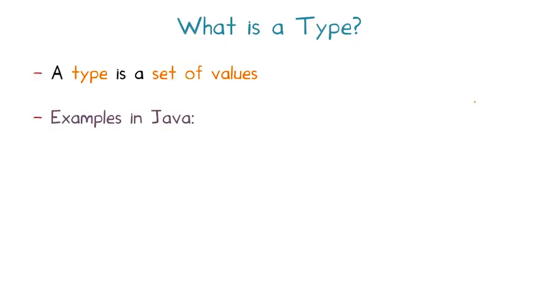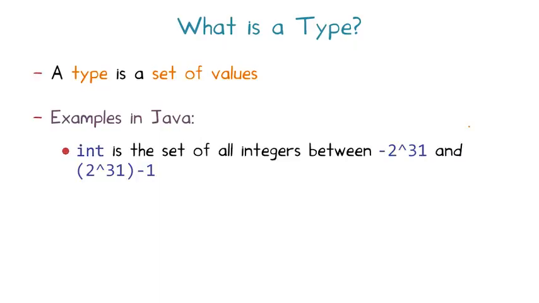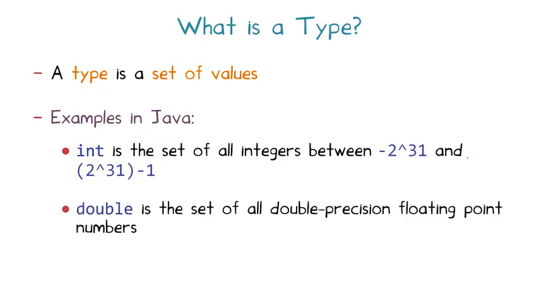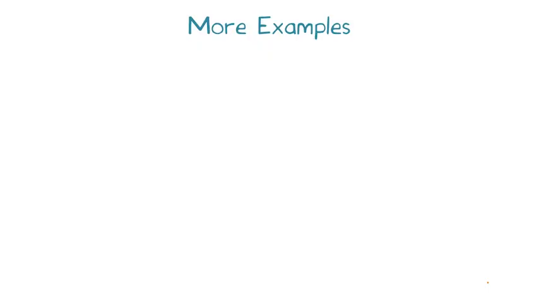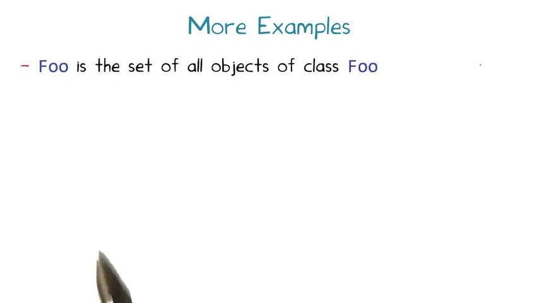For example, in Java, the type int is the set of all integers, at least those integers that can be represented in 32 bits of data. The double type is the set of real numbers that can be represented in a certain 64-bit IEEE standard. And the Boolean type is the set consisting of the values true and false. Moving away from primitive types in Java, we can come up with more complex examples. If we have a class named foo, then the foo type is the set of all objects of class foo.